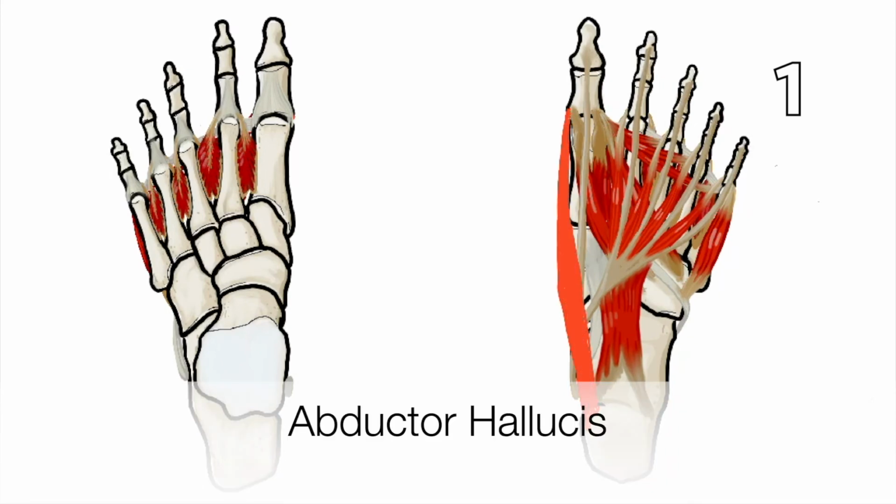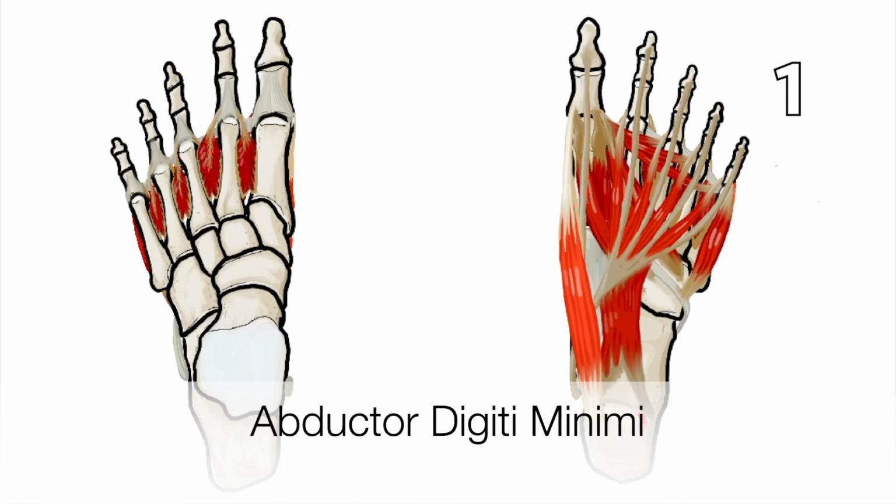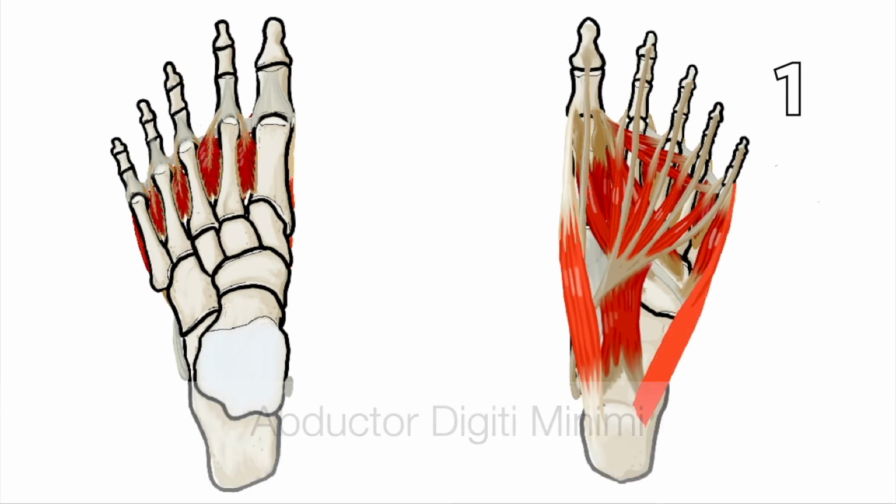Abductor hallucis comes from the medial process of the calcaneal tuberosity and inserts into the medial side of the proximal phalanx of the big toe. Abductor digiti minimi arises from both the medial and lateral processes of the calcaneal tuberosity and inserts into the lateral side of the proximal phalanx of the 5th toe.